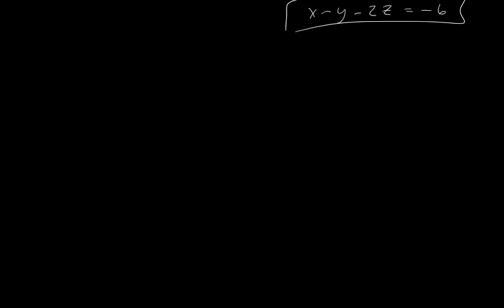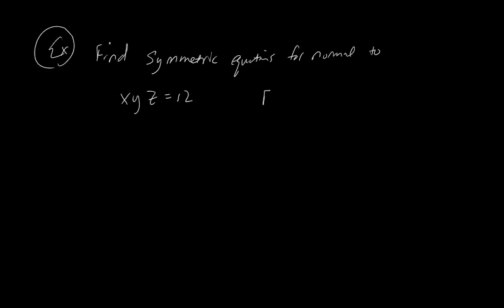Okay, so now let's do an example where we're going to find the normal line to a surface. Find the symmetric equations for the normal line to the surface given by xyz is equal to 12. Okay, so then we have f of xyz is equal to xyz minus 12. Get everything on one side, leave 0 on the other.